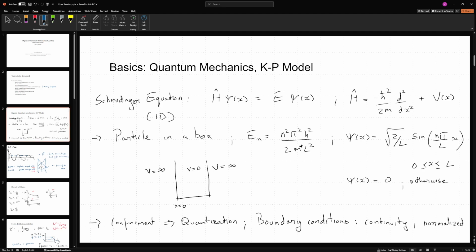To begin, when we are looking at the Schrodinger equation, the 1D Schrodinger equation is given by this form. The Hamiltonian operator applied to the wave function psi of x will give me the energy multiplied by the wave function. So this is an eigenvalue equation.